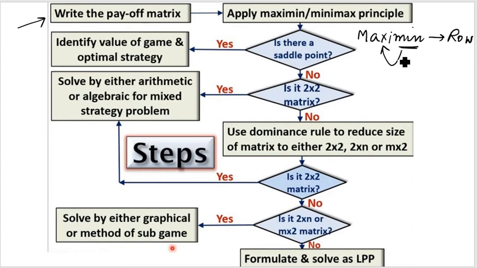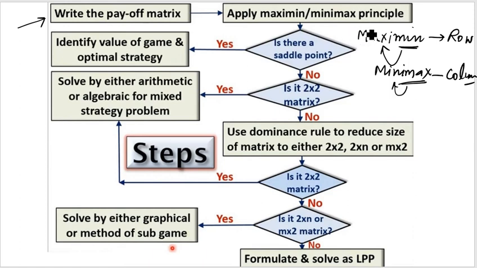The row player is going to use this strategy, and minimax means the maximum loss. From the maximum loss, what minimum loss we are going to get over there, and this is used by the column player. So after applying these maximin and minimax strategies, we are going to find the saddle point.